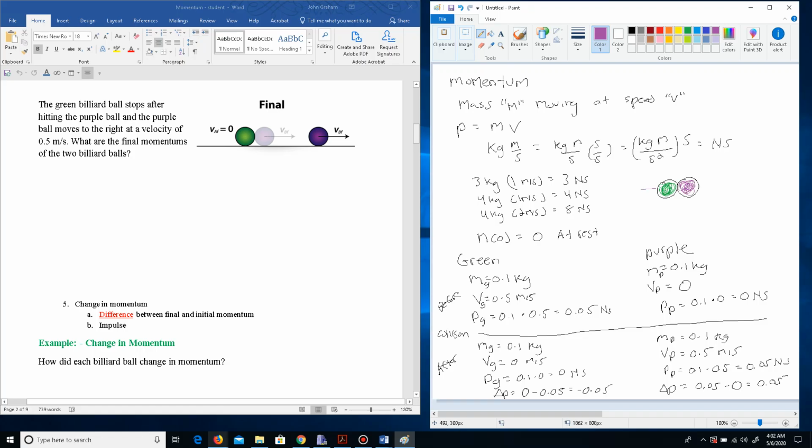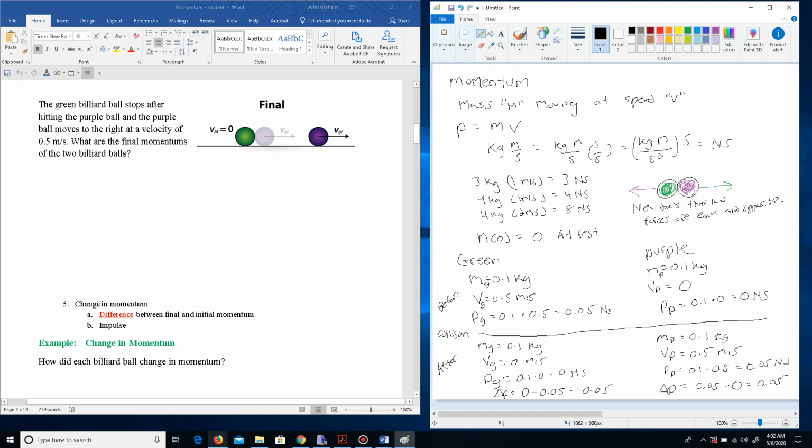Purple one is putting a force onto the green one. The green one is then putting a force onto the purple one. And by Newton's third law, the forces are equal and opposite. Okay. So how does this deal with momentum?